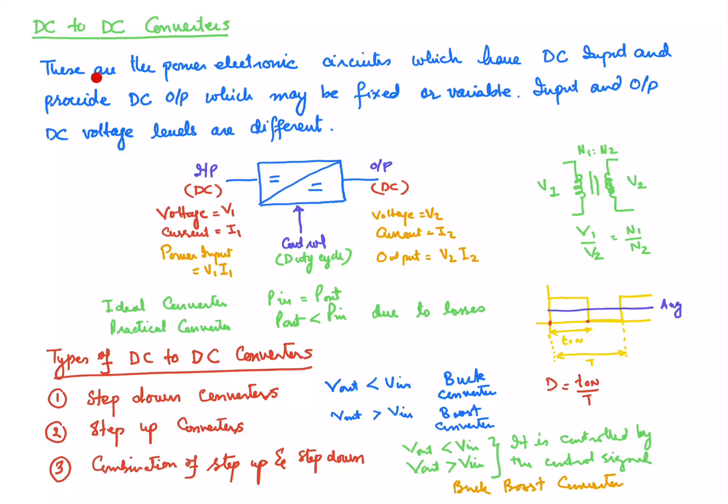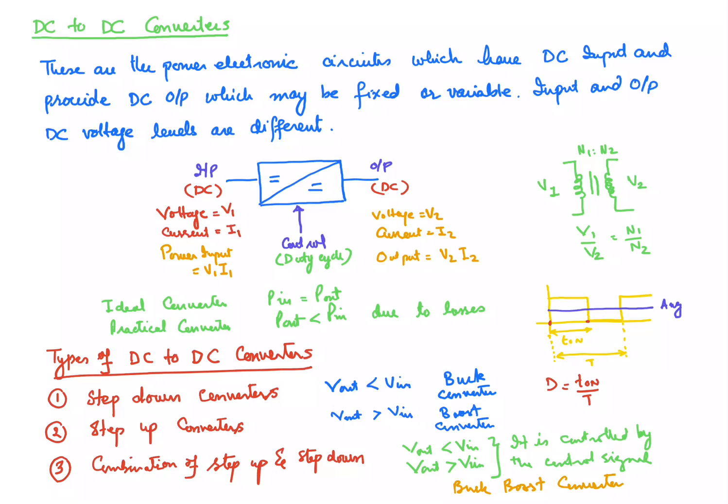In this video we will discuss DC to DC converters. DC to DC converters are power electronic circuits which have a DC input and provide a DC output, which may be a fixed DC or a variable DC. So you can control the output DC voltage of this circuit with the help of a certain control parameter. Input and output are both DC, but they are at different voltage levels.